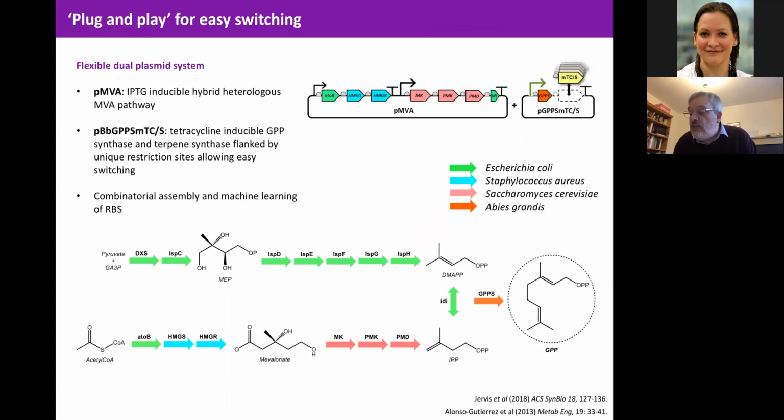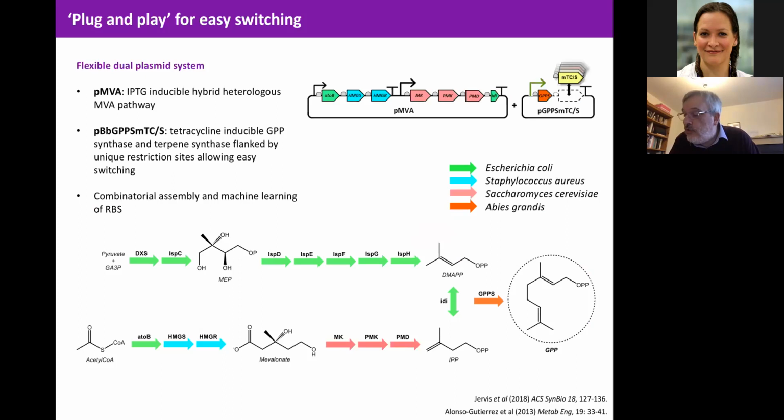So early designs were relatively straightforward. We set up a 2-plasmid system with the feeder pathways contained in a single plasmid shown here, and with a second plasmid containing geranyl diphosphate synthase, the entry enzyme that is required to form GPP, on which the terpene cyclase can then act.